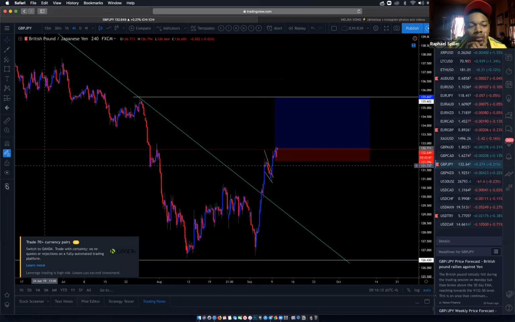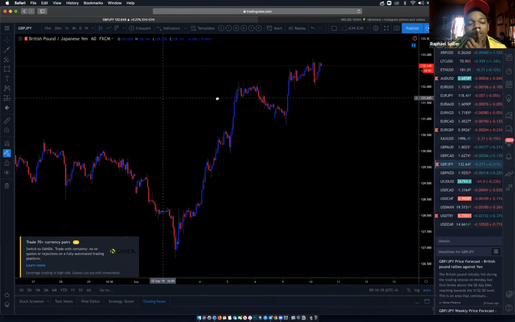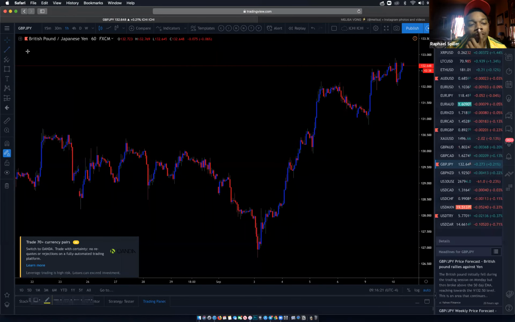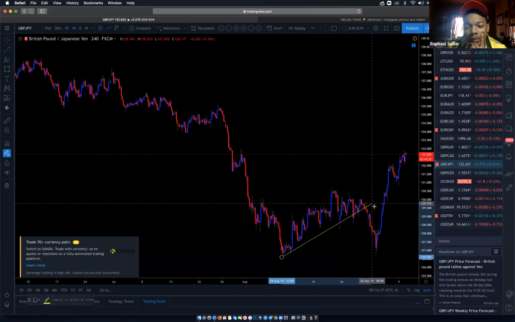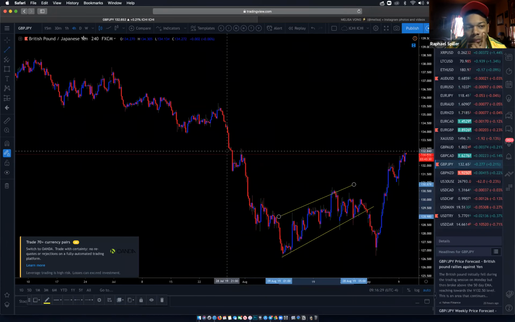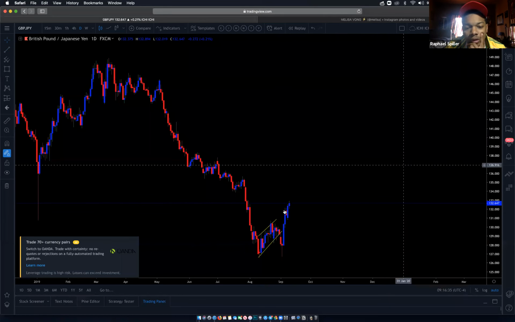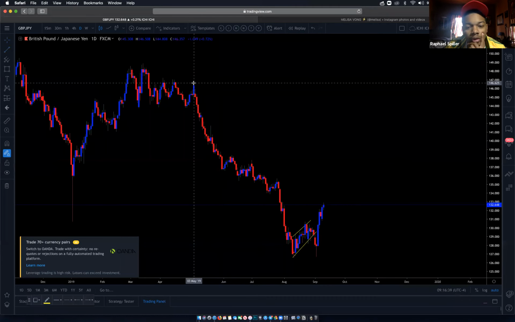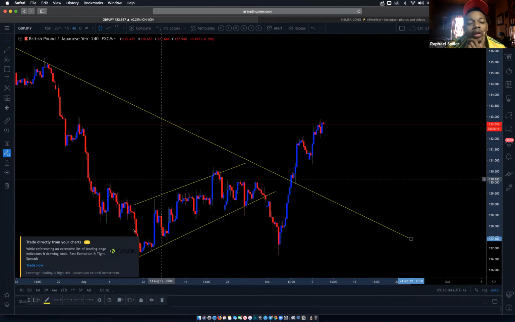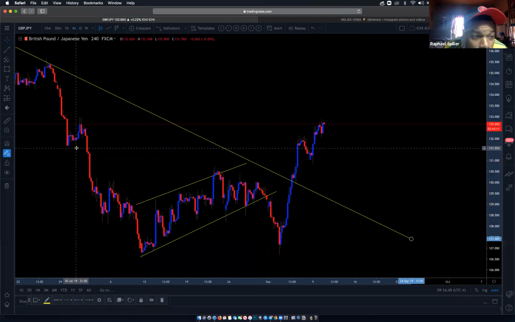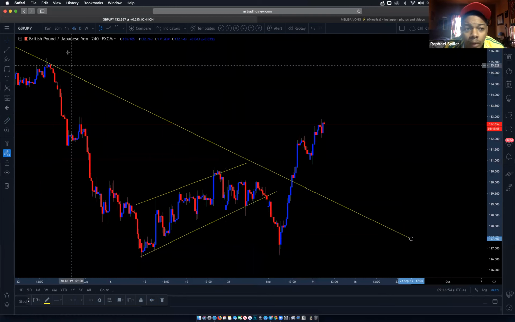GJ, right? See, this was a 4-hour flag. Let me go ahead and draw this trend line really quick. This was a 4-hour flag, and it was a clear flag. So I would take this. This was a 240 pip move, right?